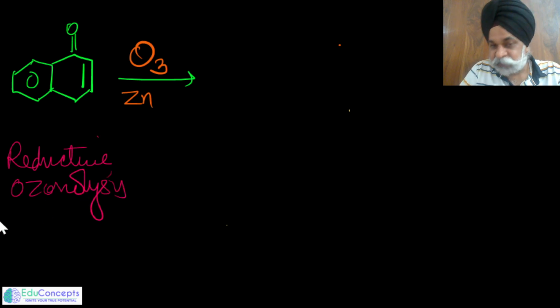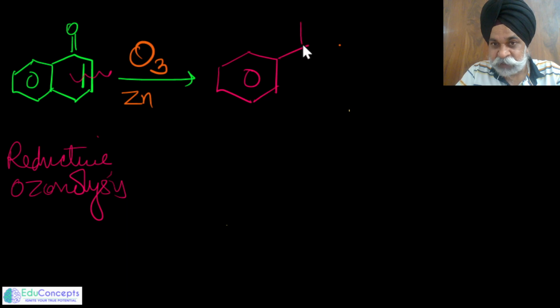That you have to treat it with ozone in the presence of zinc. First, the tip to remember is whenever you have to do the reductive ozonolysis, wherever there is a double bond, just break it from the center and place two carbonyl or oxygen groups on both sides. First, remember this tip. So you end up getting this.